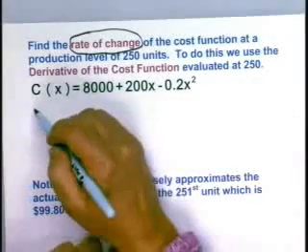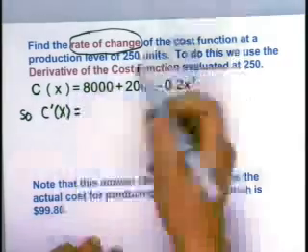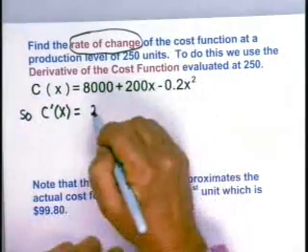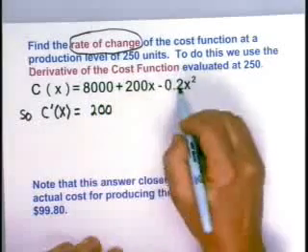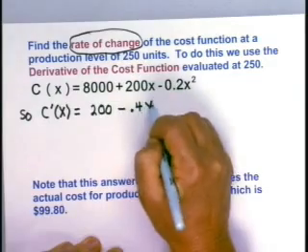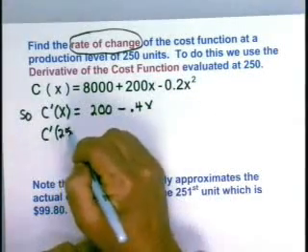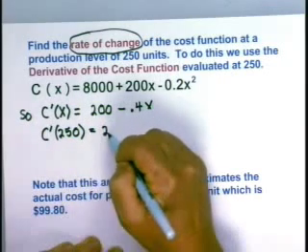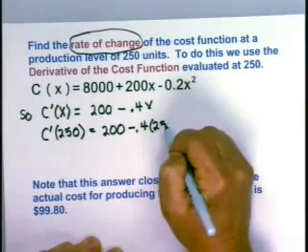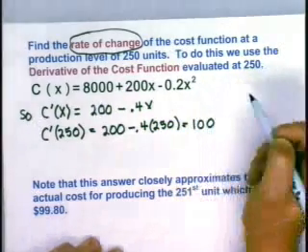So the derivative of the cost function, C prime of x, would be, well, the derivative of 8,000 is 0, 200x would be 200, and minus 0.2x squared would yield minus 0.4x. This is the derivative, and now I substitute 250 into the derivative. So that would be 200 minus 0.4 multiplied by 250, and this yields 100.